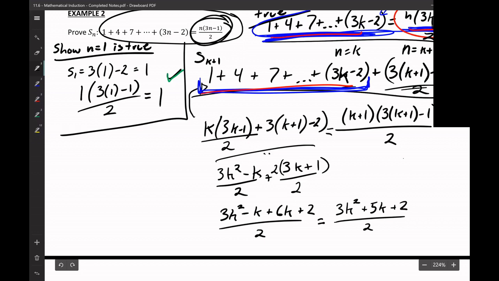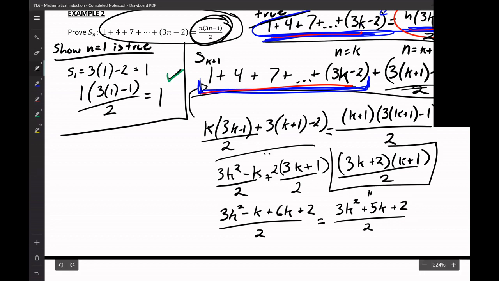And then can I factor this expression here? Well, yes, I can. I can factor that. This becomes 3k plus 2, and then k plus 1 over 2. And then, if you guys have been paying attention, you should notice that this expression here is very similar to this expression here. All I need to do is see, well, 3 times k is 3k plus 3 minus 1 is plus 2. Okay, so then these two things are equal. So that is proof by induction right there. It's beautiful, isn't it?